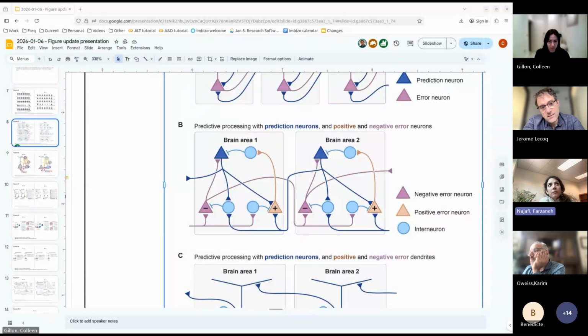And that is correct, I think. So I think the positive is correct. Or should it be sensory minus? Now I'm confused which one is positive, which one is negative. It's a matter of conventions. We should check our glossary. Right. Karim?